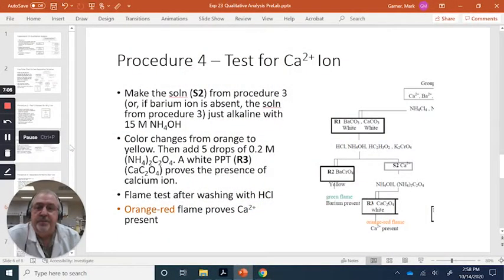Procedure 4 is taking the supernatant and testing to see if there are any calcium ions in the unknown solution. The first thing we do with that solution is make it alkaline with 15 molar ammonium hydroxide. The solution color will change from an orangey color to a more yellow color when it's basic. Then we add 5 drops of ammonium oxalate. Oxalate ions should precipitate as a white precipitate of calcium oxalate, and that will prove the presence of the calcium ion. Again, we need to confirm that we indeed got the calcium ion by performing another flame test, so we wash the precipitate and put it in the flame to see if we have an orangey red flame, which would prove the presence of calcium ion.